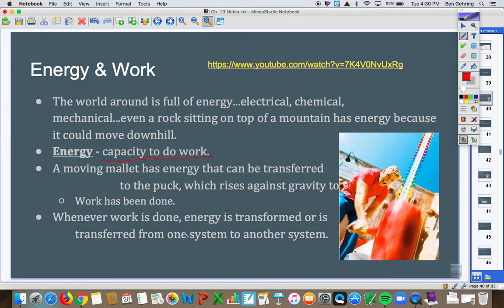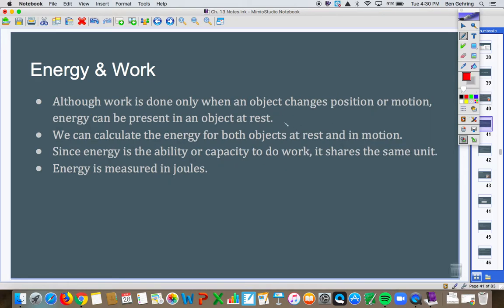Whenever work is done, so as long as you have work happening, energy is transformed or transferred from one system to another. And we'll talk a little bit more about that. Work is only done when objects change position or have motion. Energy, though, can be present in objects at rest. That's what we're going to talk about today. So we can calculate energy for both objects at rest and in motion. We'll get to the motion part later on.